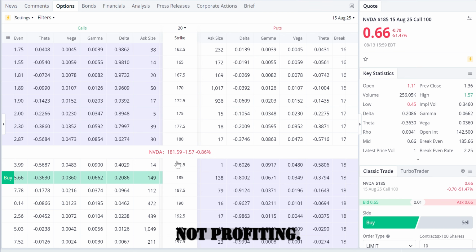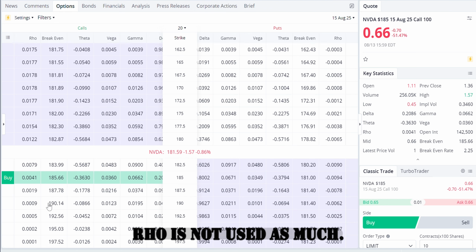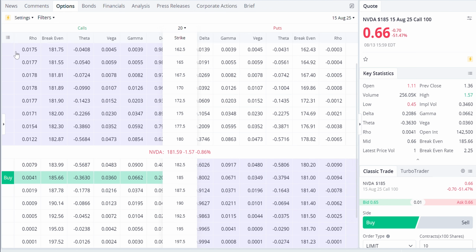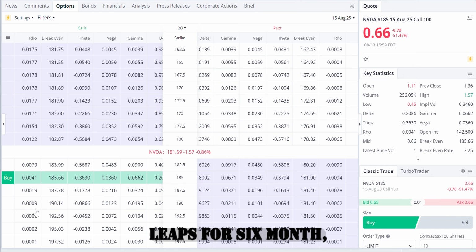So you're not profiting. You need it to move drastically towards the strike price that you're saying it's going to go to. If it doesn't move drastically or considerably to that price, then theta kicks in and takes away from your profit. The more time the stock takes to get to your contract strike price, the more value you lose. So you won't gain the profit. It actually loses value. Rho is not used as much. It's tied to the interest rate. It's more relevant for long LEAPS, for 6-month, 12-month, 18-month contracts.